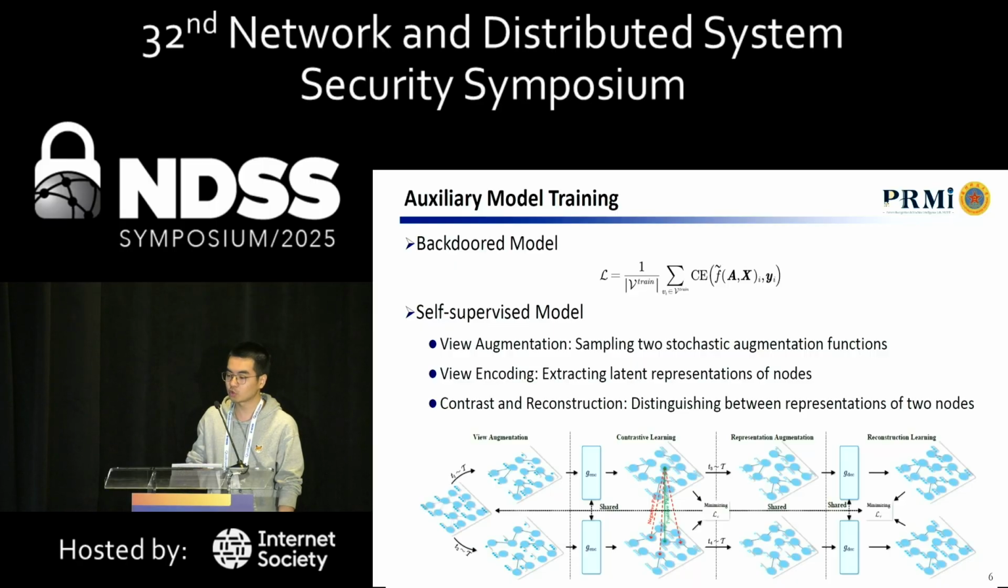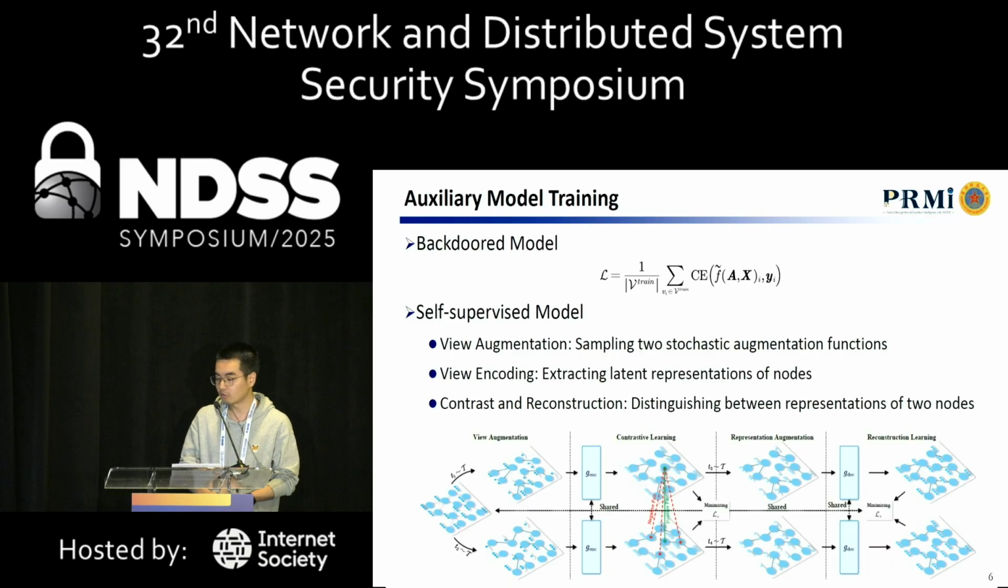In shadow model training, we train two models. The backdoor model is trained using manipulated label information, which makes it vulnerable to backdoor attacks. And the self-supervised model is trained with a contrastive learning framework, which learns the natural structure of the graph. The learning process includes three steps. In step one, augmentation, we augment the graph using two statistical transformation functions.